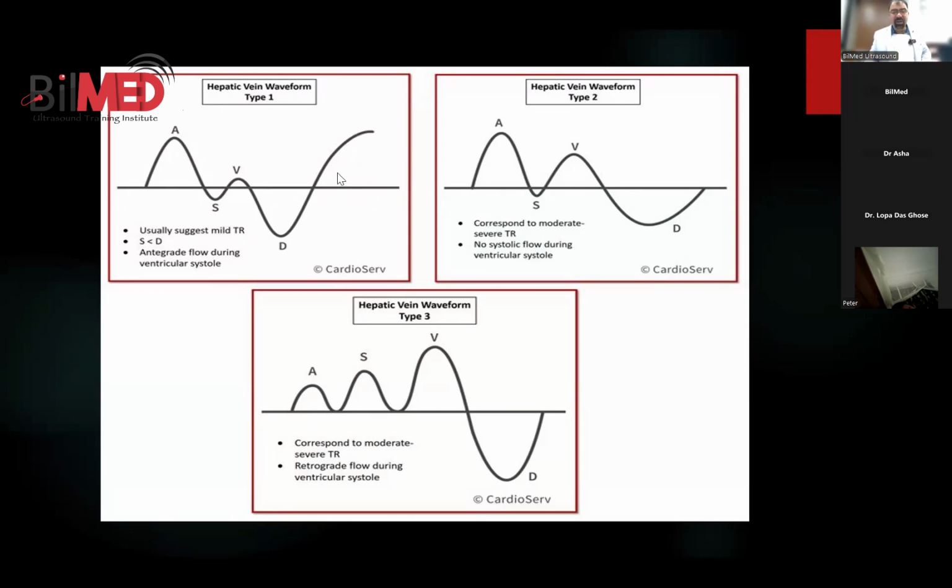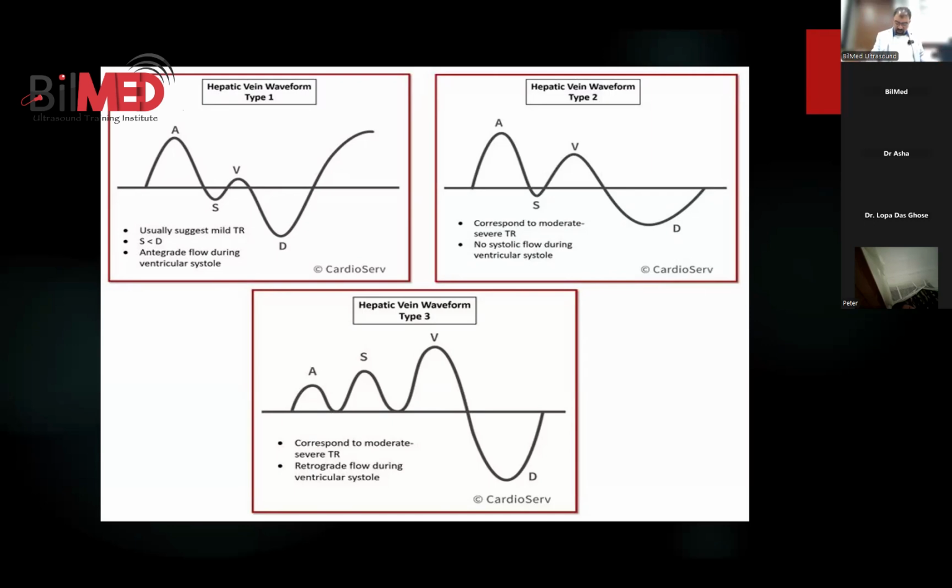But what if the whole of the wave is on the other side? That is not reversal. That is an inverted wave. So the basic point to understand is that if the wave is crossing this baseline to the other side, then it is reversed. Otherwise, if the whole of the wave is on the other side, that is just an inverted wave.